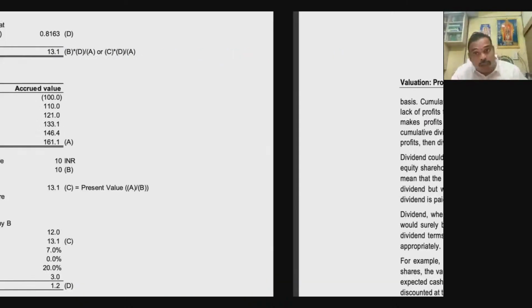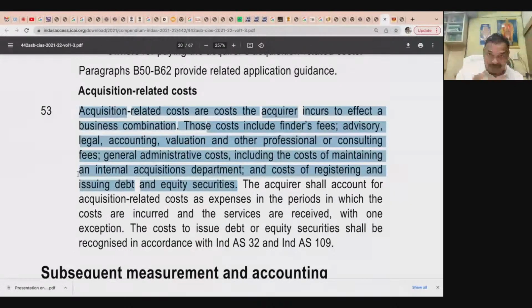Now, what will you do with this? See, this is only a valuation question, so not an accounting question. But the majority of you are chartered accountants, cost accountants. So you must also complete that circle so that you will know the relationship of this particular cost with respect to the business combination. Okay. So you will not capitalize it.